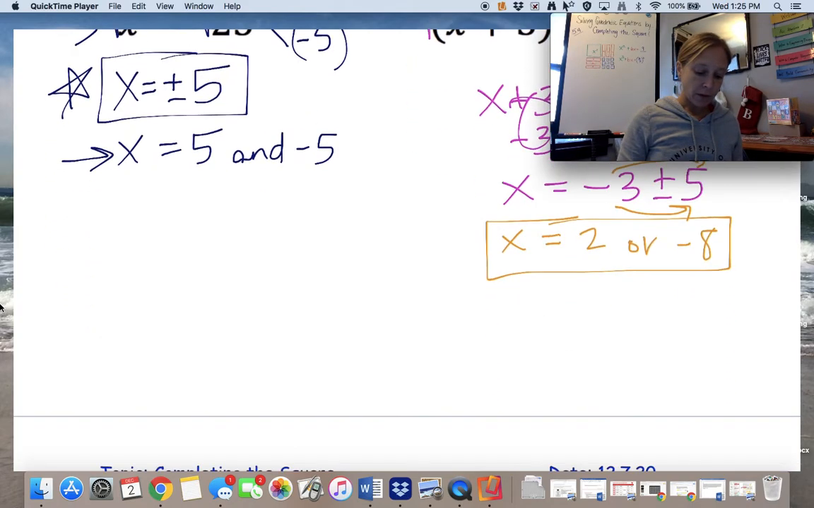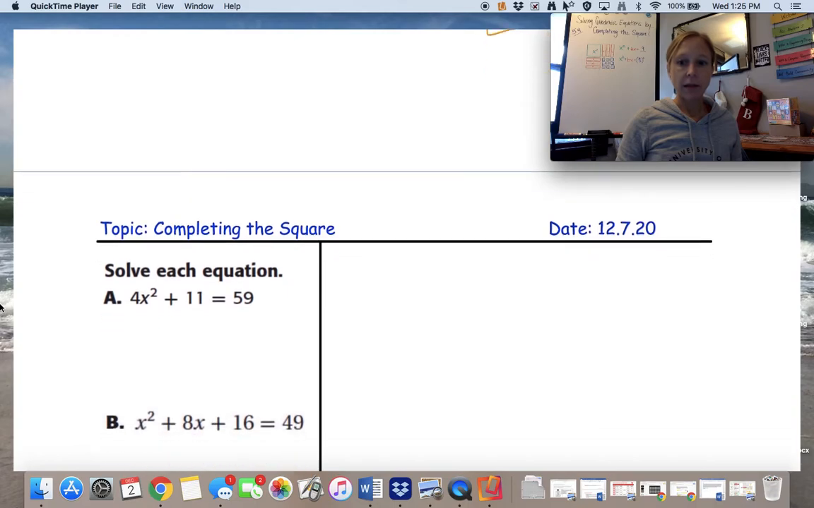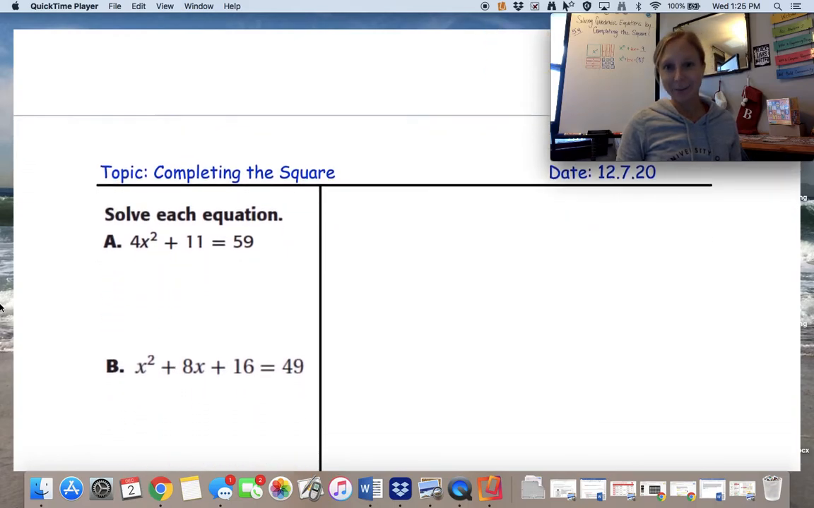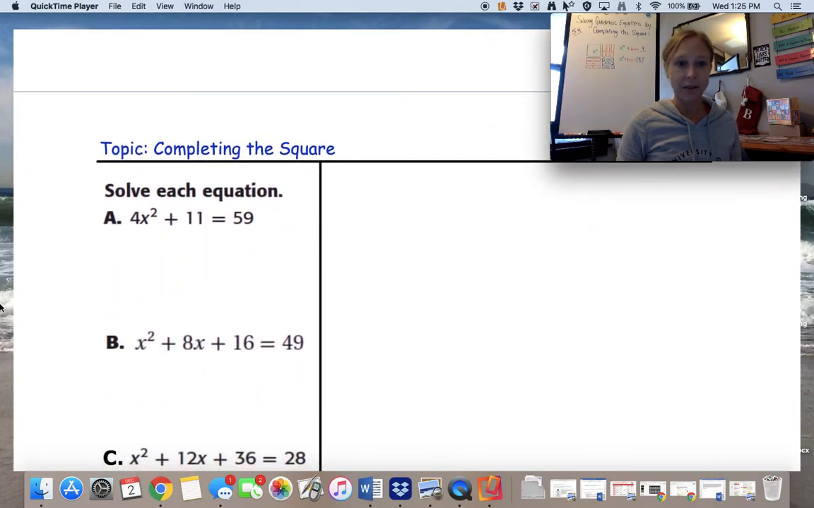Let's do a few more of these together. And this time we will factor and then we'll apply the rules. So we're going to have a little bit more work. They're not just going to be set up for us right away. Okay, the first one, it says 4x squared plus 11 equals 59.